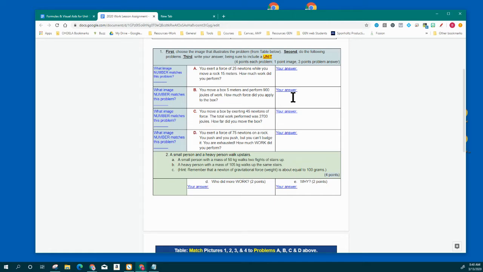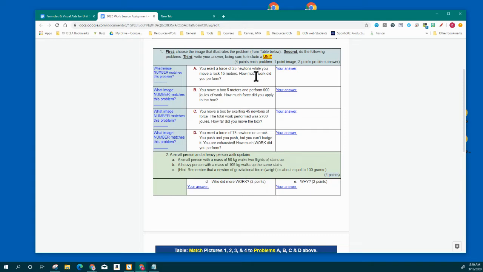1A, you exert a force of 25 newtons while you move a rock 15 meters. How much work did you perform? And up above it says, first choose the image, second do the problems, third, be sure when you write that answer you also include the appropriate unit. Okay, so we exert a force of 25 newtons. The unit of measure of force is the newton. While we move a rock 15 meters, if we're talking about distance, 15 meters, meters would be a unit of measure for distance.